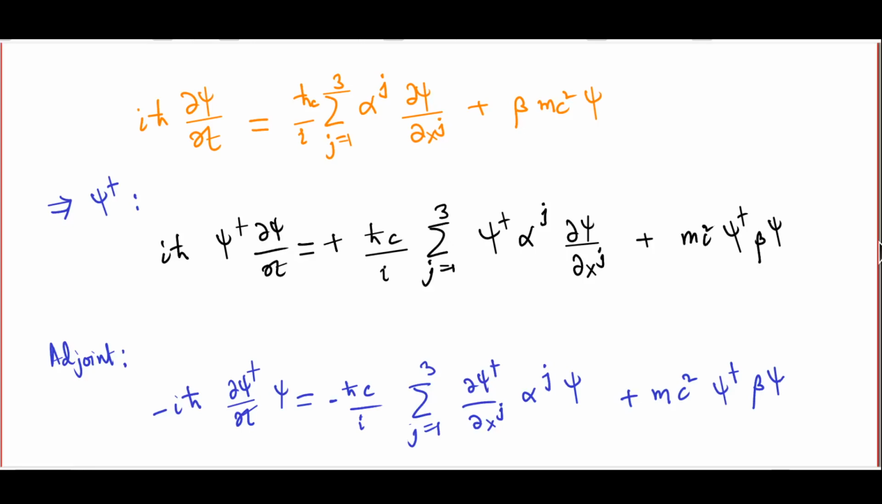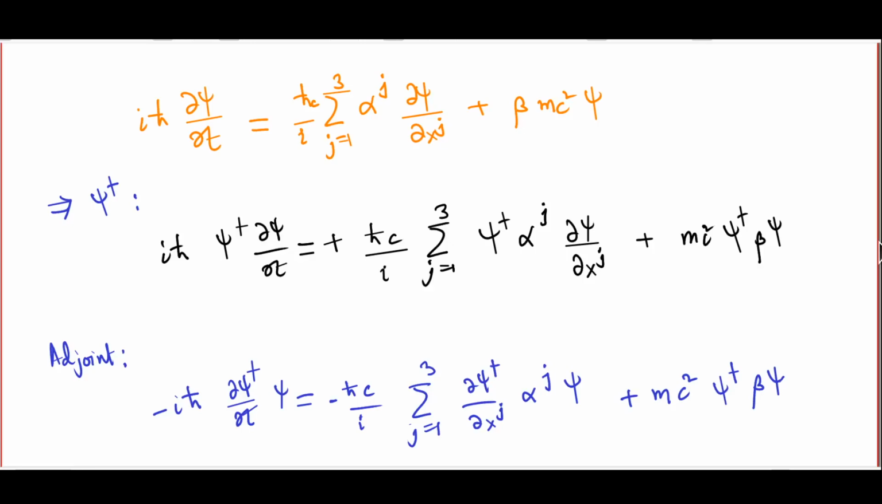And a very similar thing happens on the right hand side. The m c square psi dagger beta psi rather obviously is Hermitian, so it does not change. Whereas the term with the spatial derivatives, this sum over the three j's, changes sign because of the i in the denominator there. And when you reverse the order of the matrices involved, you get del psi dagger del x j on the left, alpha j dagger in the middle, and psi on the right. Alpha j dagger, of course, is the same as alpha j because the alphas are Hermitian. So this is what we end up with.